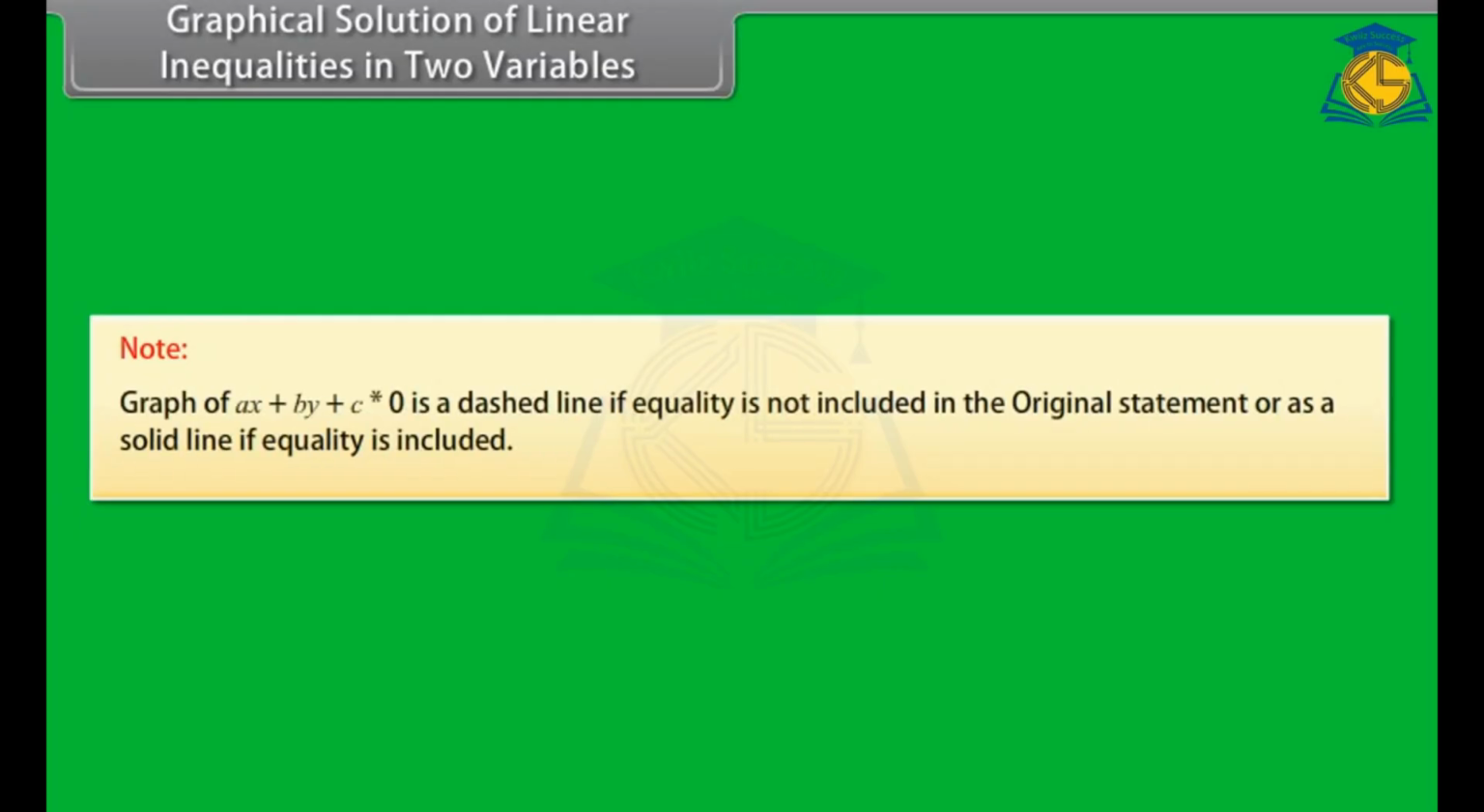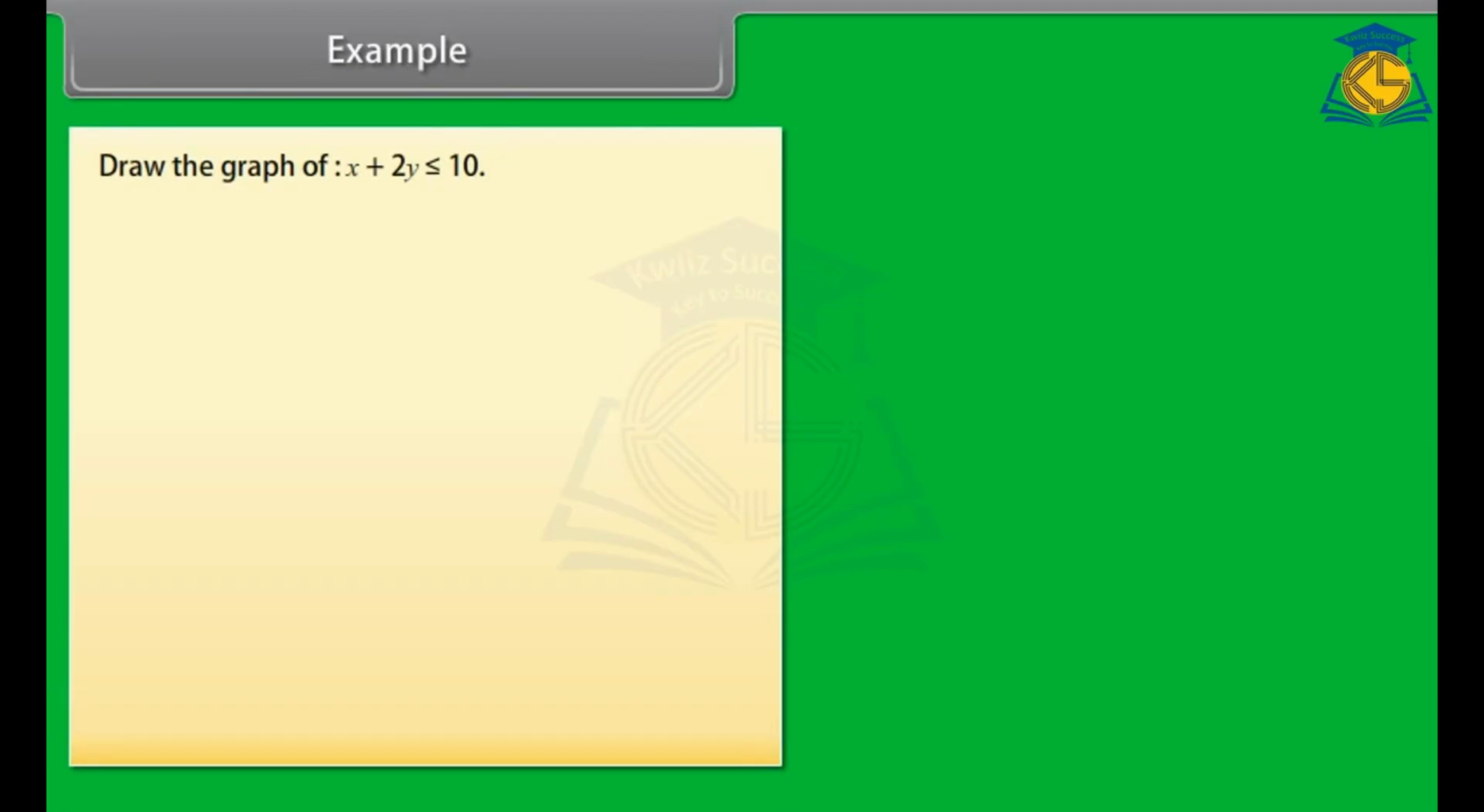Note, graph of ax plus by plus c is equal to 0 is a dashed line if equality is not included in the original statement, or a solid line if equality is included. Example: draw the graph of x plus 2y less than or equal to 10.